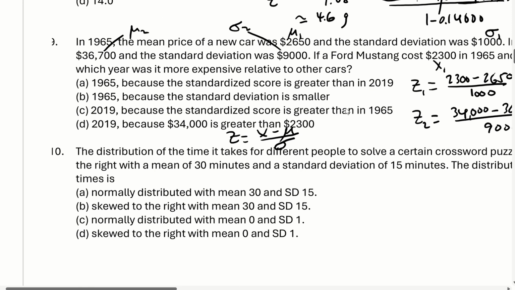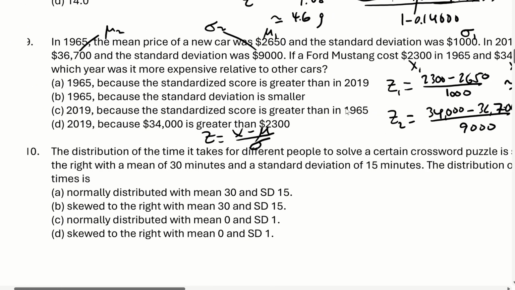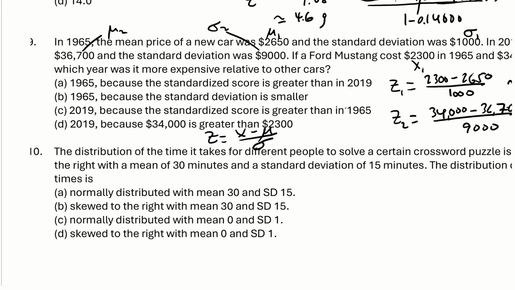Okay. So we're going to say 2019 is more expensive because the standardized score is greater. Not because the $34,000 is greater than 2,300. It's not because of that. It's because of the standardized score, because we're saying it's more expensive relative to other cars.